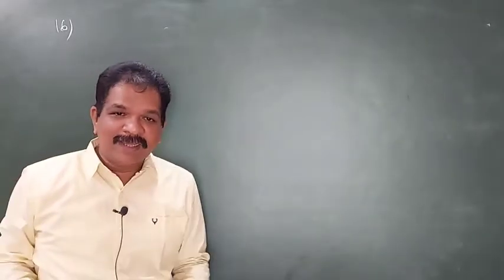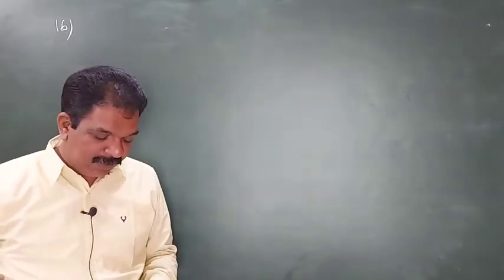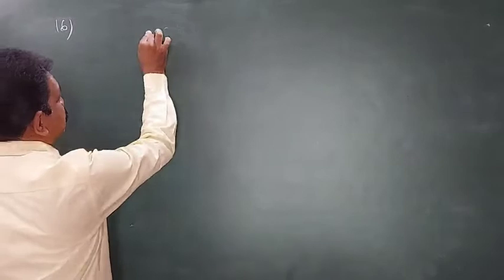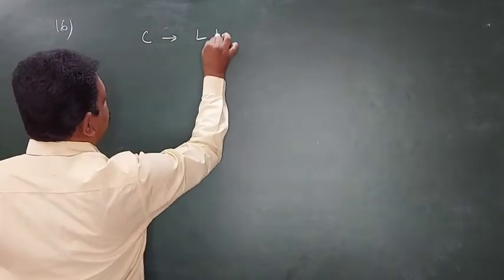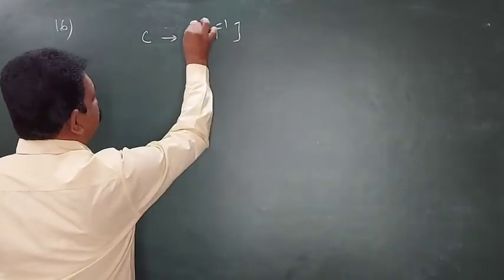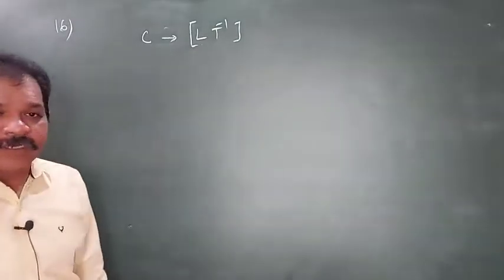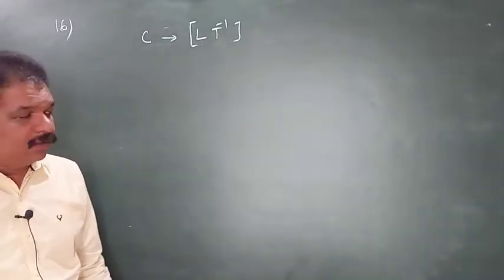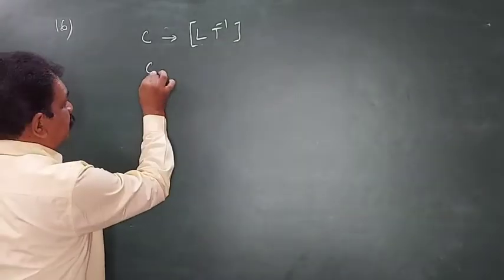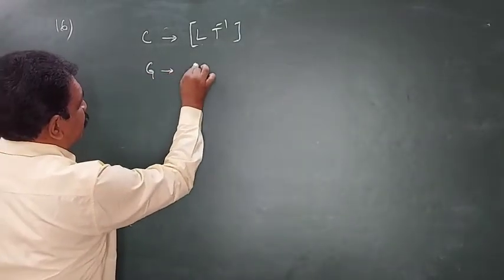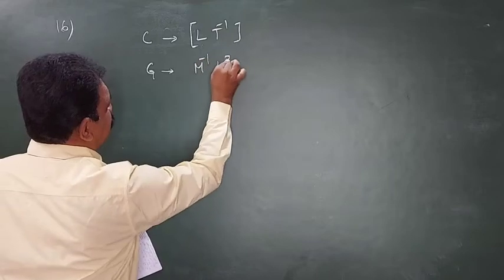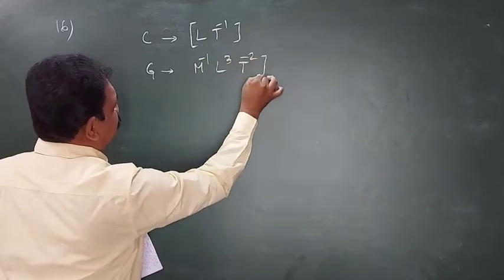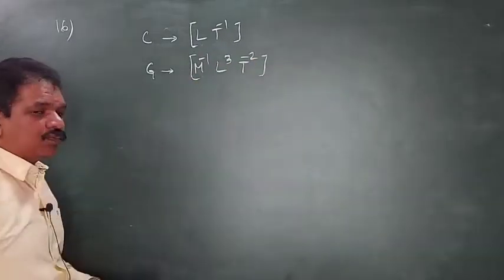First we will write the dimensional formulas for each quantity. C means velocity of light. Its dimensional formula is L T power minus 1. G dimensional formula is M power minus 1 L cube T power minus 2.